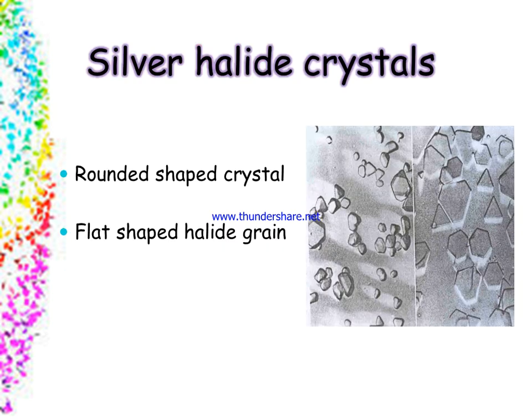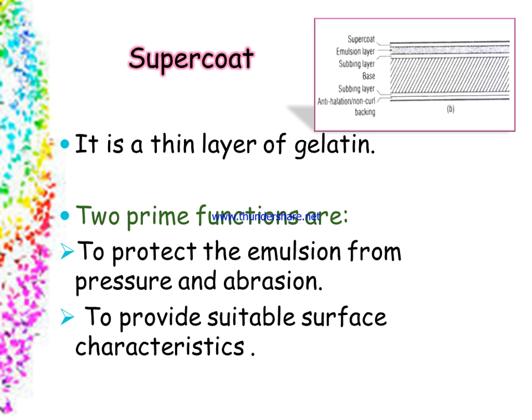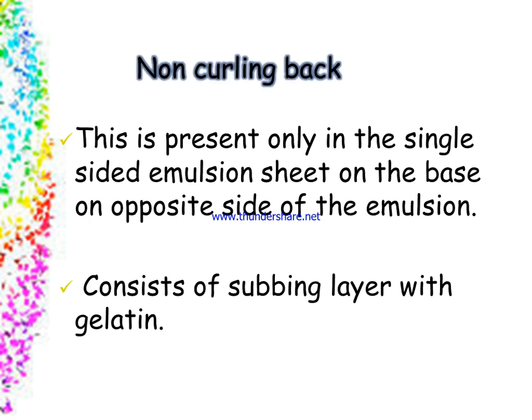The silver halide crystals are rounded crystals and flat halide grains. T-grain emulsions have higher sensitivity, greater speed, and minimize the crossover effect. The supercoat layer is a very thin layer of gelatin. Its functions are to protect the emulsion from pressure and abrasions, and to provide suitable surface characteristics.